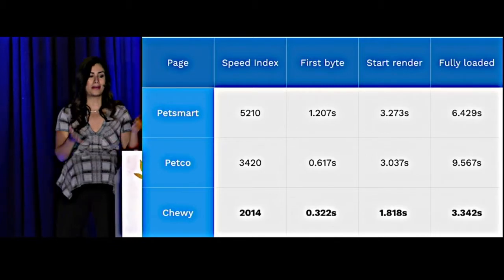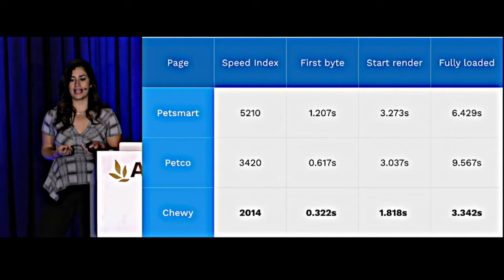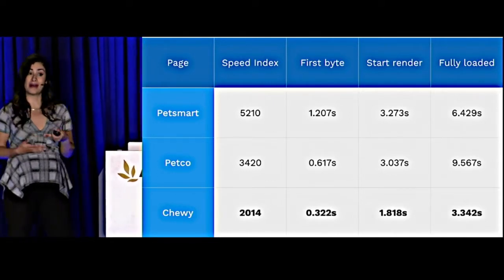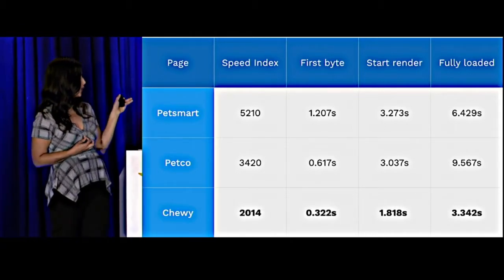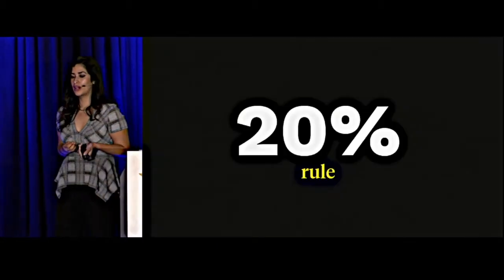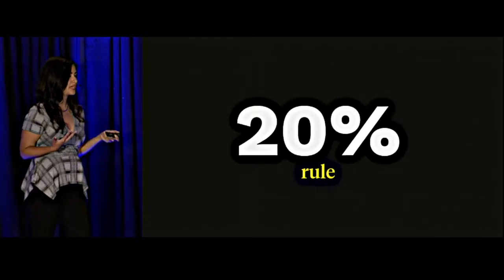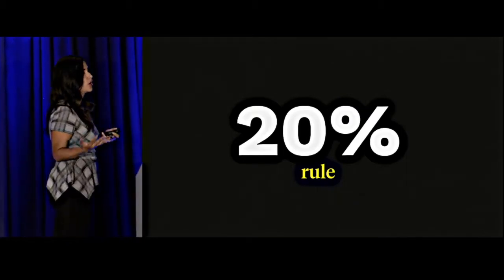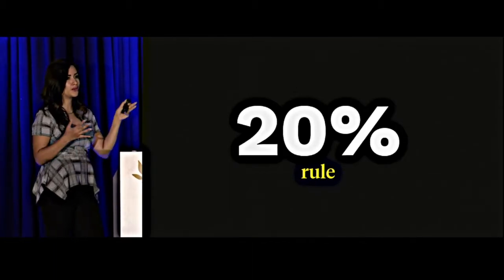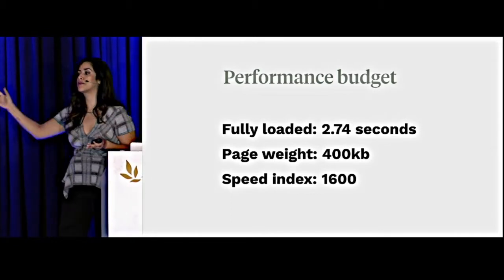So if I'm PetSmart and I want to create a new responsive site, I can take a look at how I'm doing across some metrics and how some of my competitors are doing. So I can see that Chewy has the best speed index and it loads the most quickly. And then Tim Kadlec has this 20% rule, which means that people perceive tasks as slower or faster if the time difference is about 20%. So I can use my fastest competitor, and I can set my performance budget based on 20% faster than that.